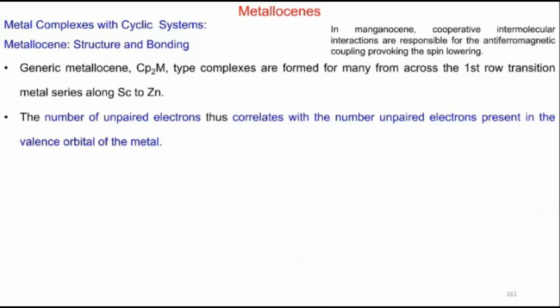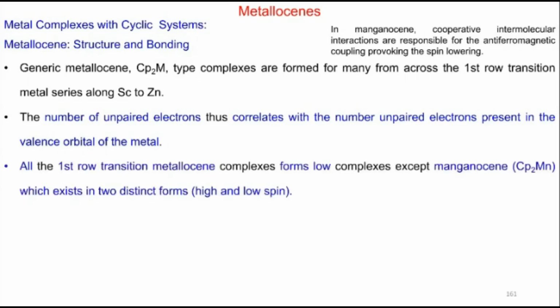This is not that much important. Now you have to study the individual ones. Almost all, at least the 3D elements, form a very stable sandwich compound, except two metals. One is scandium, which is very difficult to prepare, and titanium, being larger in size, tends not to form a very stable sandwich compound. Rather, it mostly forms a bent metallocene. Other than that, starting from vanadium, chromium, manganese, iron, cobalt, nickel, all form sandwich compounds.